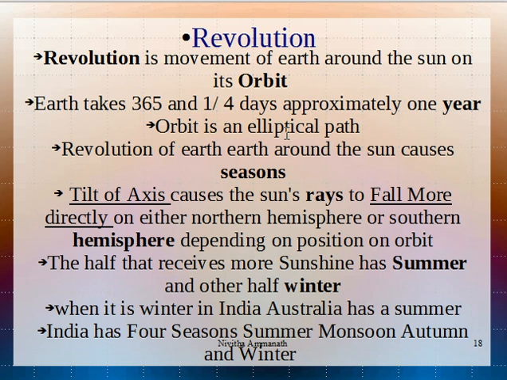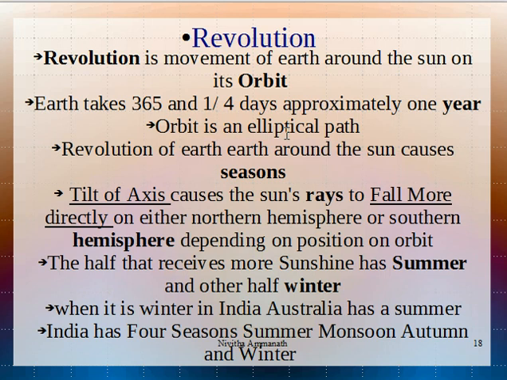Orbit is an elliptical path. Revolution of the Earth around the Sun causes seasons. Tilt of the axis causes the Sun's rays to fall more directly on either the northern hemisphere or the southern hemisphere, depending on the position of the orbit.